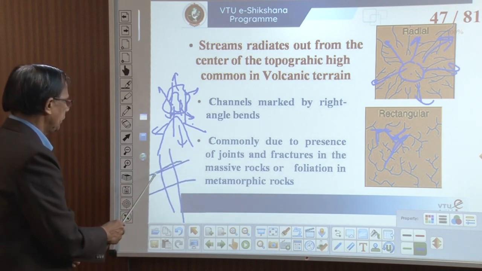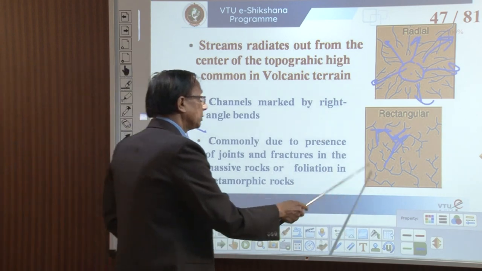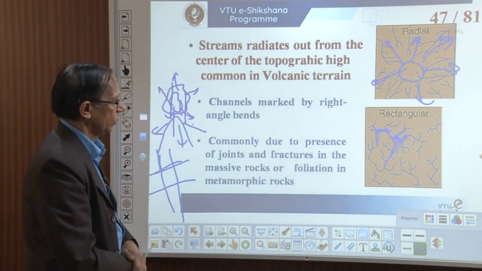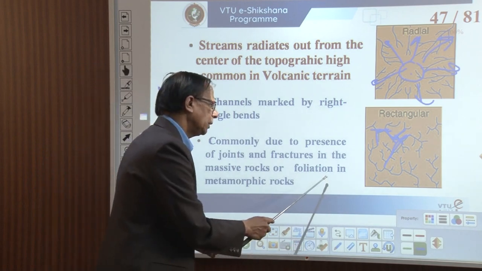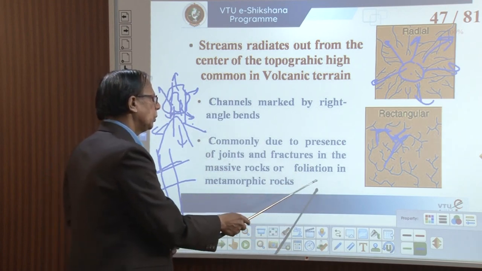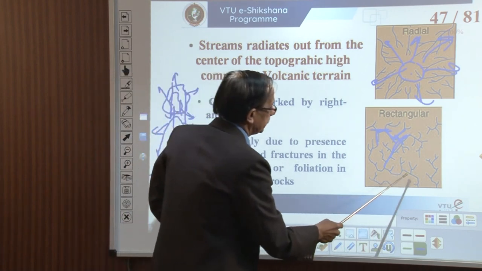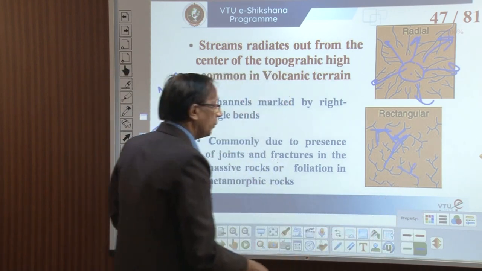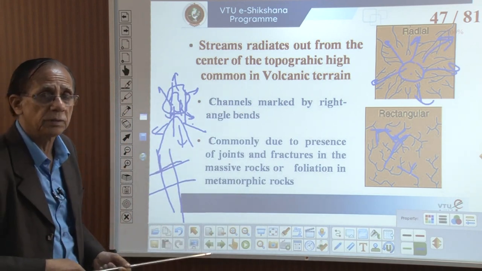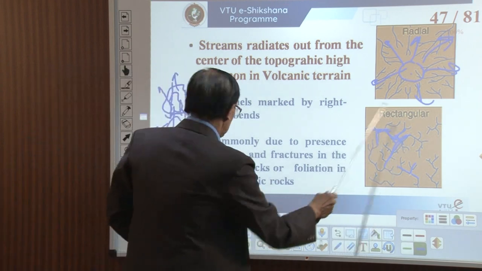This is one river flowing, and another tributary comes like this. So wherever rocks are jointed, there is presence of joints and fractures in massive rock, with less foliation. Foliation was more common in the previous parallel pattern. Here also no doubt there is foliation, but it is more common there. So this kind of pattern, where tributaries join the next higher order tributaries more or less at a right angle, is called rectangular drainage pattern.